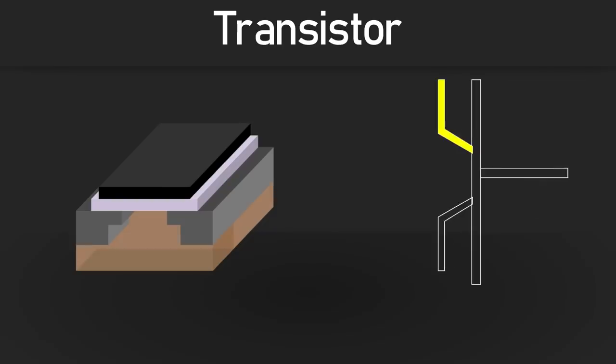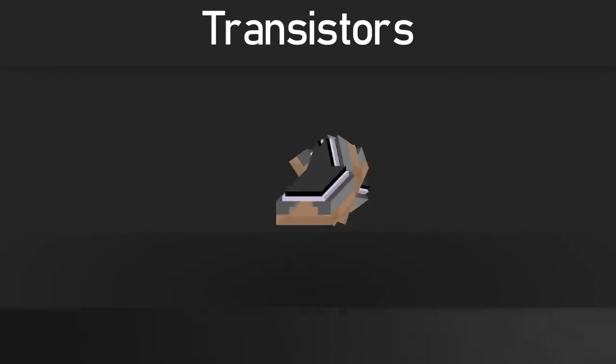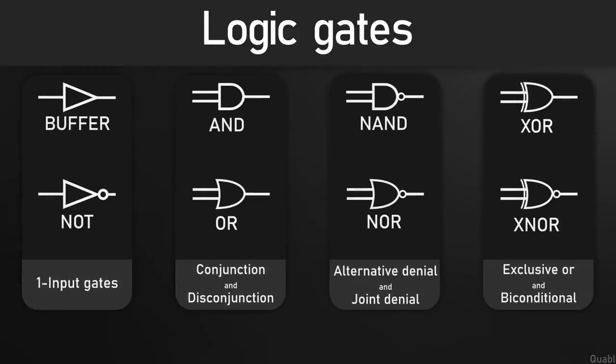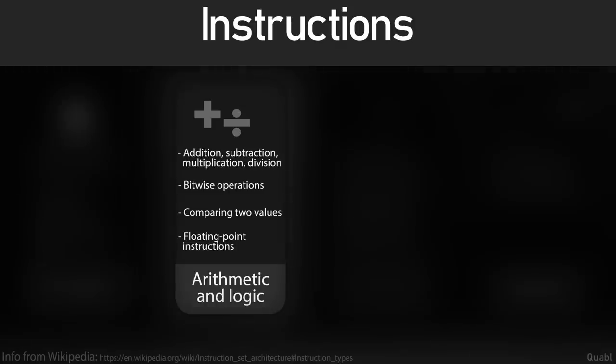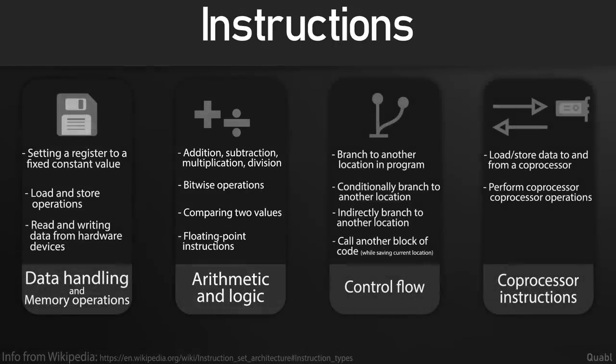A transistor functions a bit like a switch. On or off, one or zero. If you combine some of them, you can create logic gates. These things are at the lowest level of the CPU hierarchy. If you combine some of these gates, you can start to do basic math like adding or subtracting numbers together or comparing numbers. These things are called instruction sets and are built into the CPU.